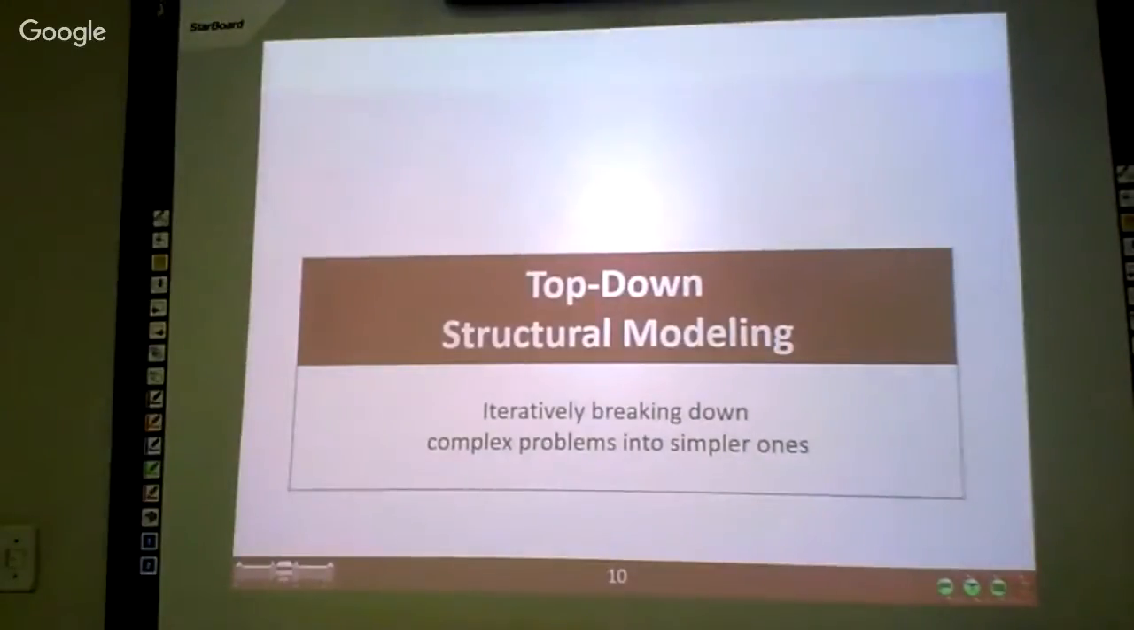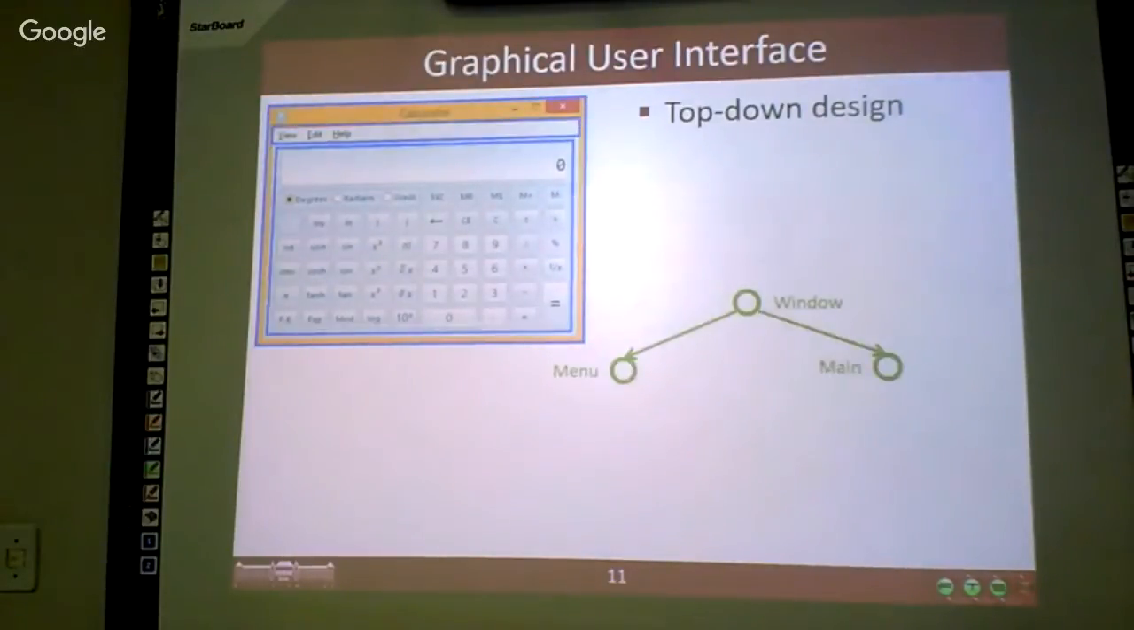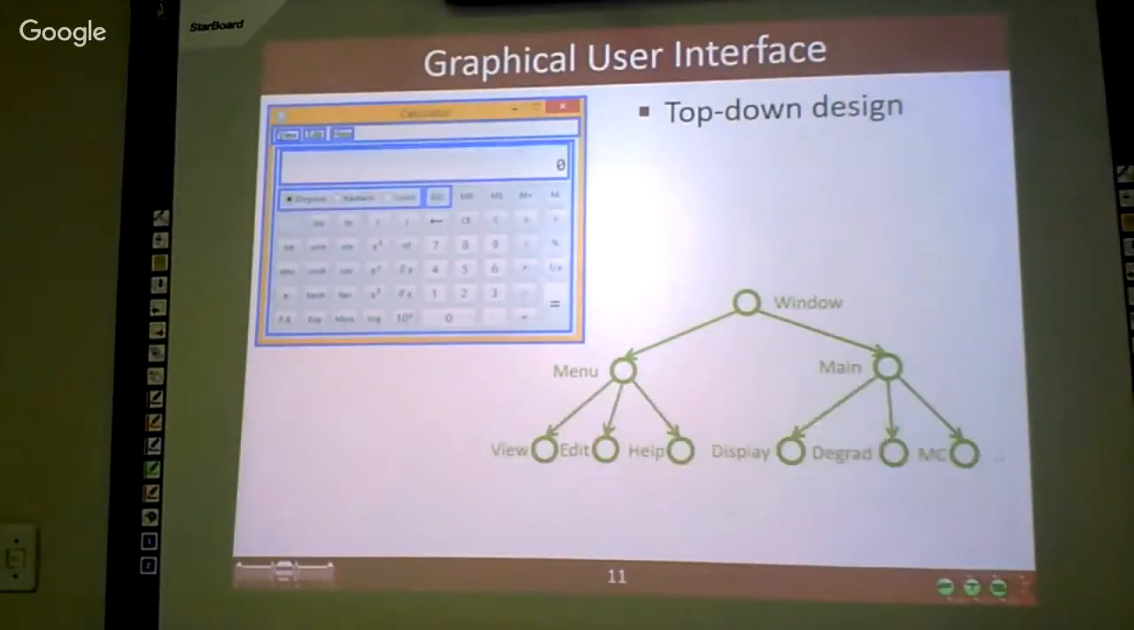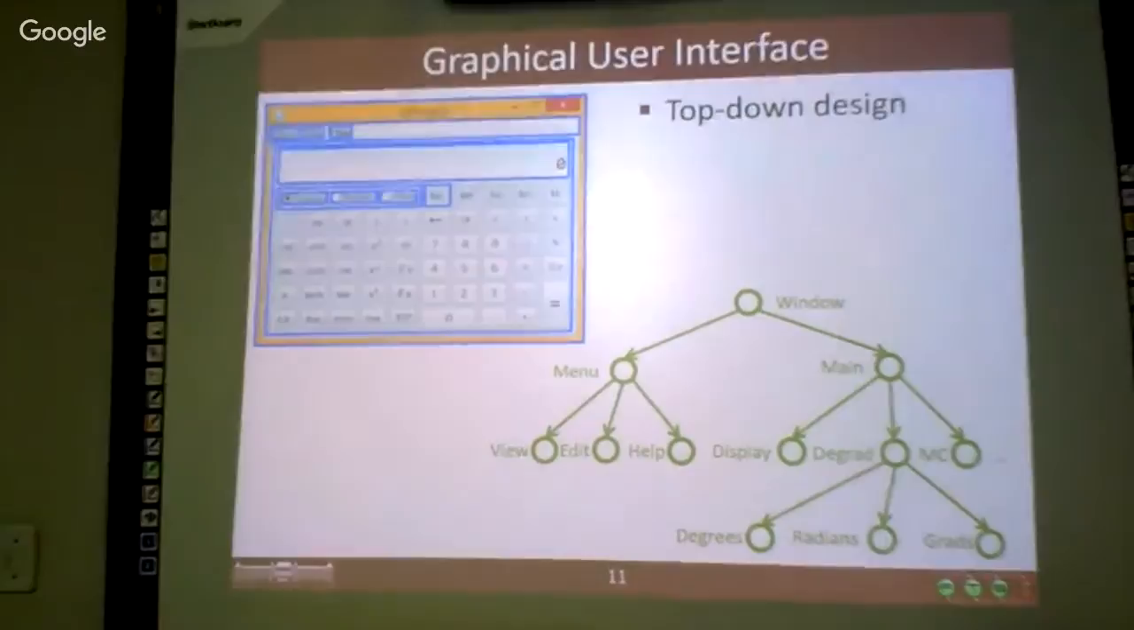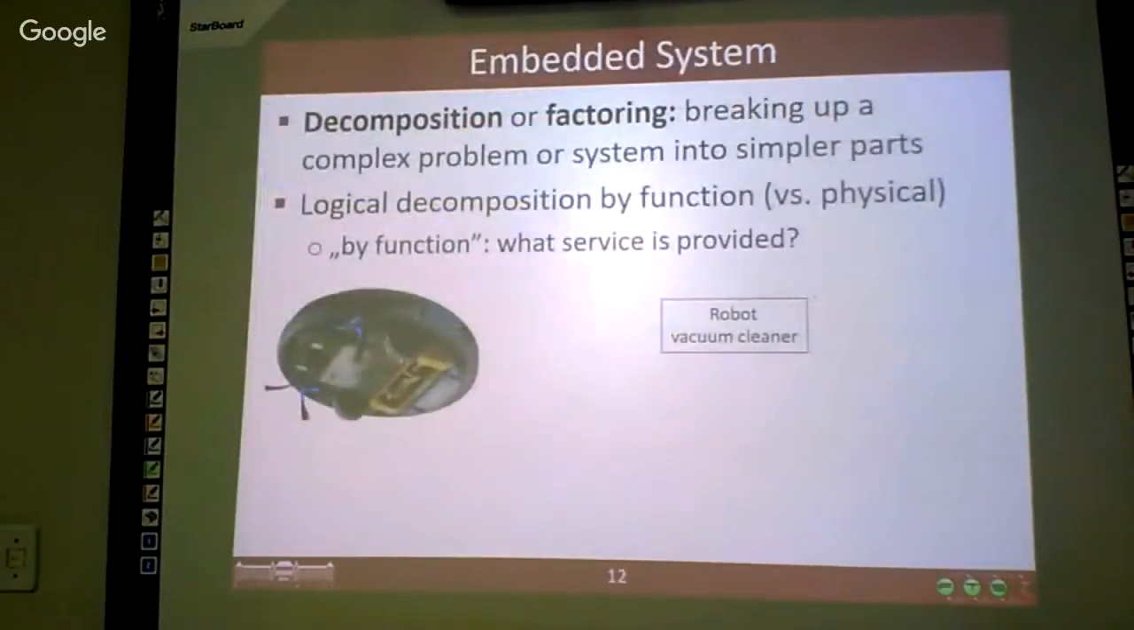And just to show a small example of top-down structural modeling. For example, we want to develop the graphical user interface of a calculator in a top-down design. We start with the window, and we divide it into two parts, the menu and the main part. And then we further divide them into smaller parts and smaller functions such as editing, help, displaying, and so on. So this is how a top-down design methodology can be applied.